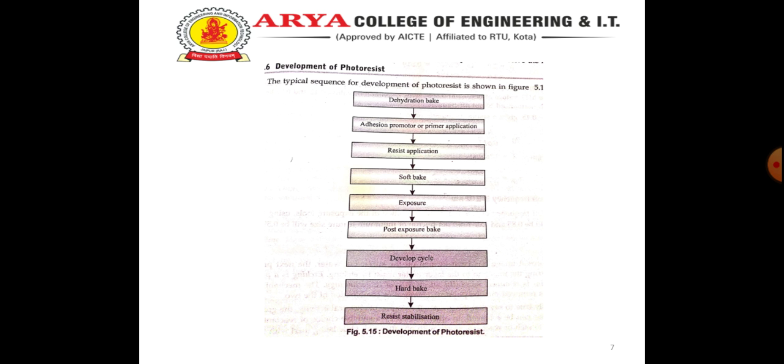In our last slide, you are watching how development of photoresist can take place by means of this block diagram. Baking is used for moisture removal, and finally we are having resist stabilization. So these are the topics of photoresist.